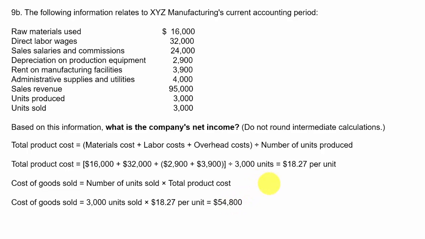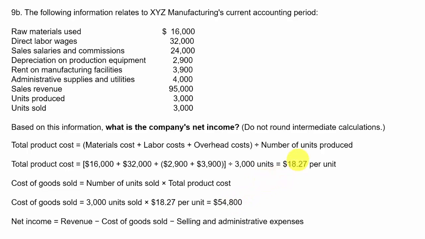And now we're ready to put together all the pieces for net income. Net income is going to be the result of taking revenue minus the cost of goods sold minus selling and administrative expenses. So here's our net income. It's going to be revenue of $95,000, our sales revenue, minus the cost of goods sold of $54,800, which we figured out earlier, minus selling and administrative expenses.